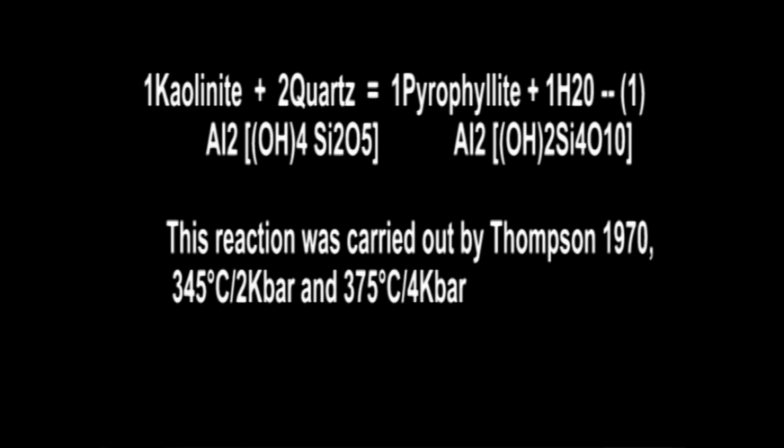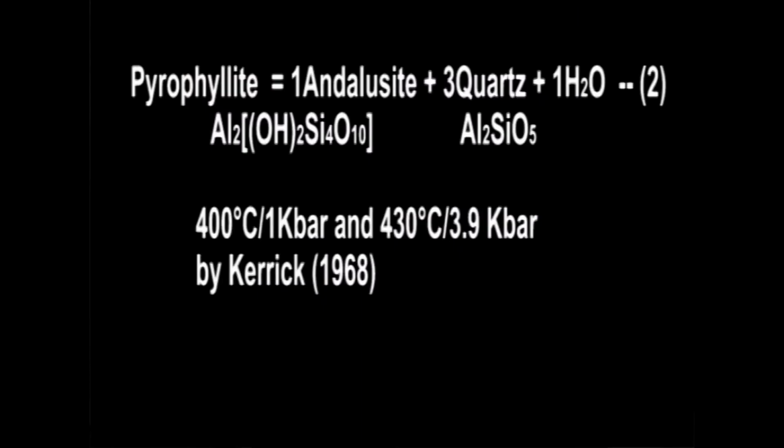At 345 degrees centigrade 2 kilobar and 375 degrees centigrade 4 kilobar. A certain rise in temperature has no effect on the stability of pyrophyllite, but strongly before the beginning of the hornblende Hornfels facies, the following reaction takes place. Pyrophyllite gives rise to andalusite plus quartz plus water, at 400 degrees centigrade 1 kilobar and 430 degrees centigrade 3.9 kilobar by Carrick in 1968.